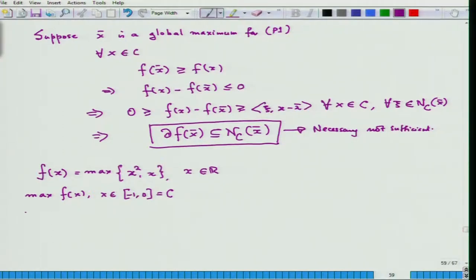So, I will show a point where this condition would be satisfied, but that point would not be a global maximizer. So, let x bar equal to 0. So, N_C(0) is the set of all x such that x is greater than or equal to 0. You figure out how. You have to figure out how I have done this. I will leave it to you, but it is very simple because it is on the real line. It is very simple to see. You just have to apply that notion of projection.